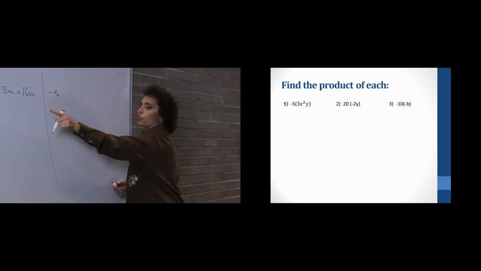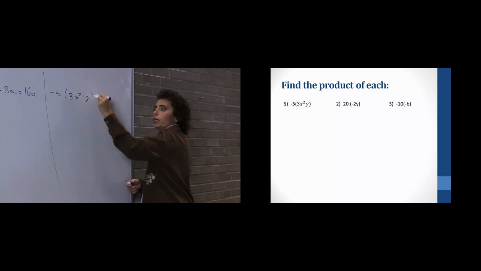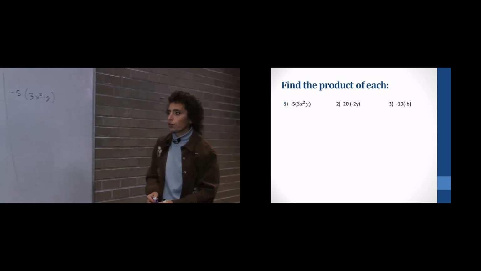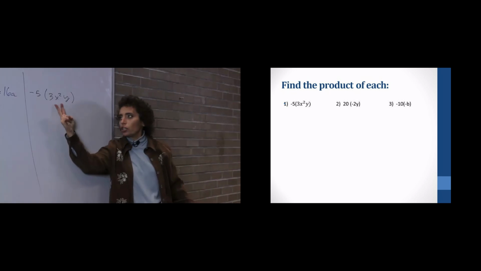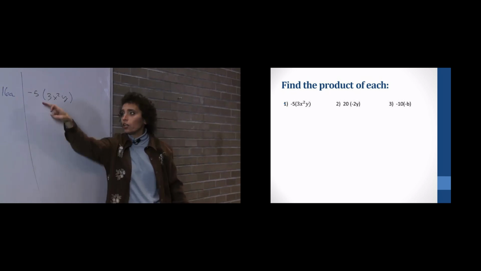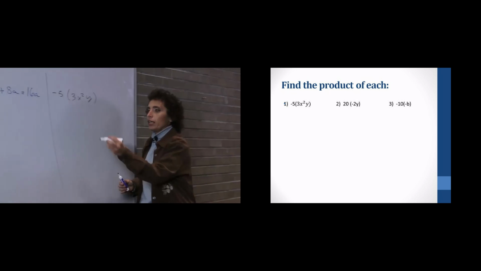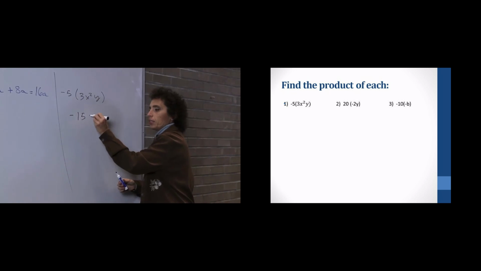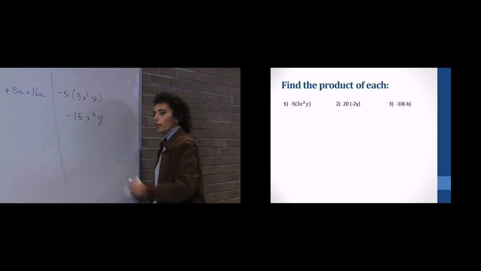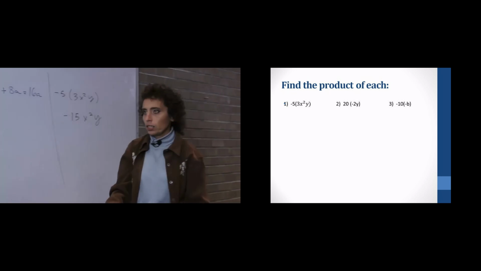I want to keep that on the board so you can see that example. Negative 5 times 3x squared y. Let's do that first. Again, in here are just factors. So I'm not distributing, I'm just straight multiplying. So all I do is multiply the numbers. Negative 5 times 3 is negative 15. x squared y. Done. That's pretty cool. That's easy, straightforward. Let's try two more.